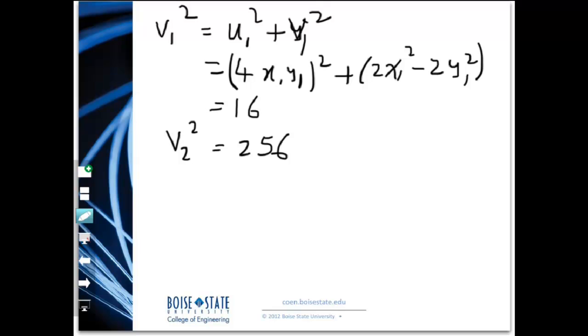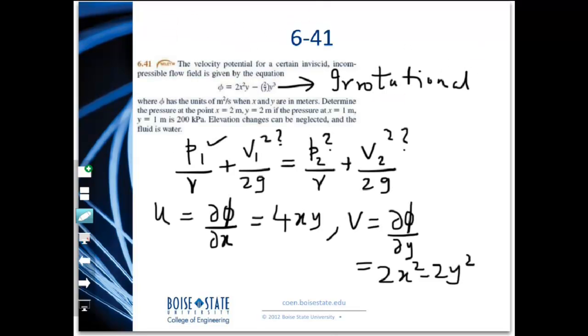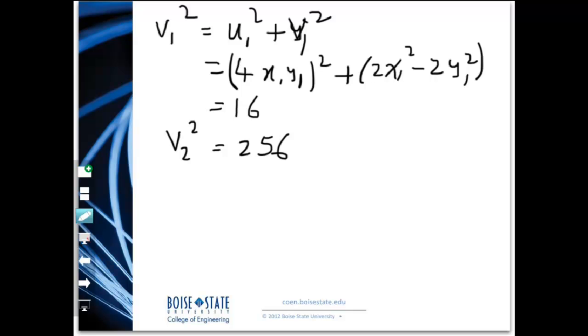Okay, so now at this point we know V1 and V2, the only unknown is P2, so we have one equation, one unknown. So make sure you get the specific weight of water from the tables in the front of the book and substitute everything and make sure you're consistent with the units. And P2 is 80 kilopascals.